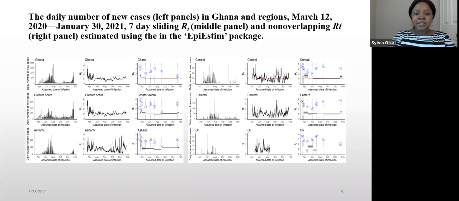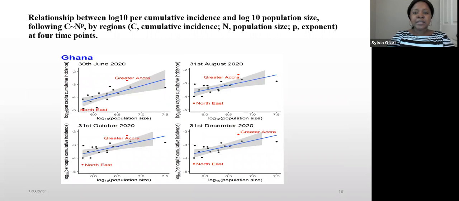And if you look at the right panel, you can see that most of the interventions kept the Rt just around 1, but for almost all of them, the Rt increased again after schools were reopened. And in this last graph, it shows the regression plots.